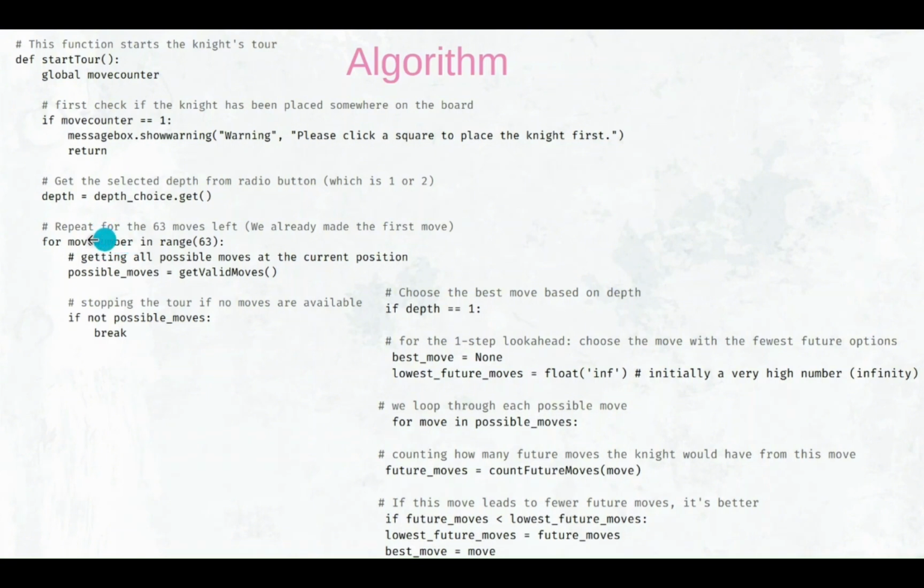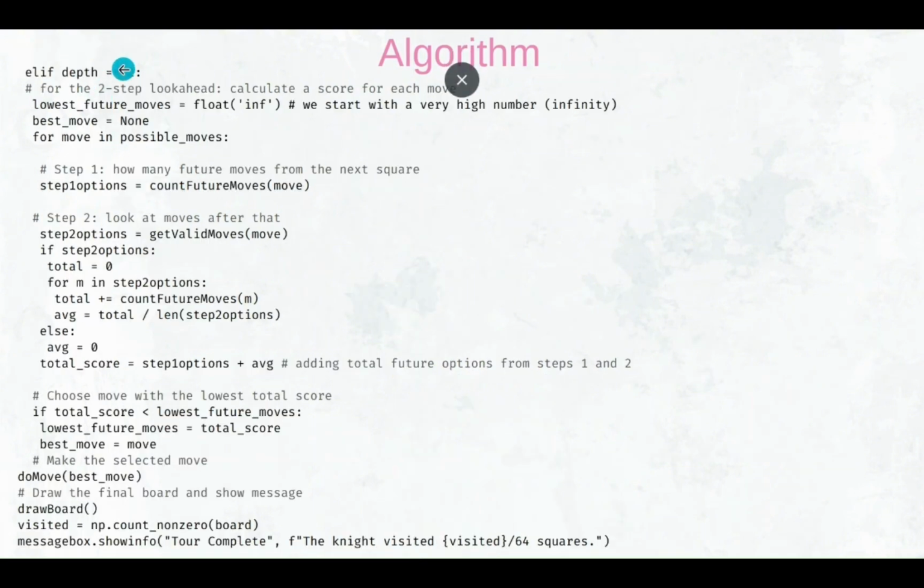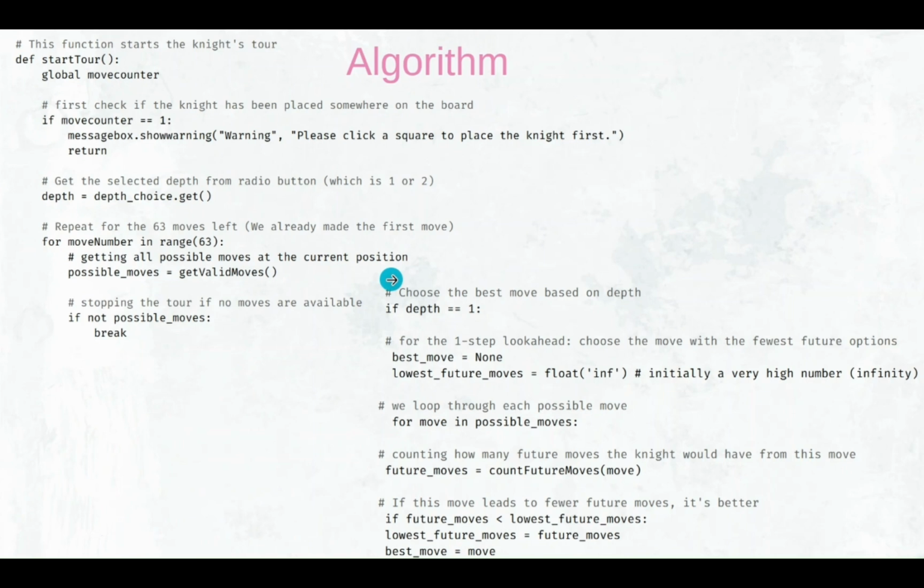For each of those moves, we will first of all get all the possible moves from that position. If there are no possible moves left, it will break, so basically the loop is done. Otherwise, we will start by either using depth equals 1 or depth equals 2, depending on the choice of the user. If depth equals 1, we will start with the one-step look-ahead method, which depends on the Warnsdorff rule, and this basically states that the best move is the move with the fewest future options, and it will basically minimize the risk of trapping the knight later on in the path.